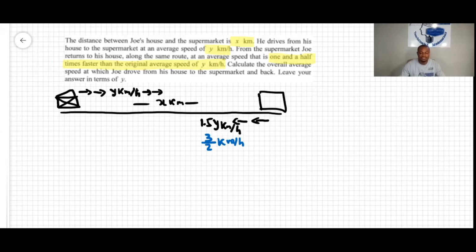Now, the question says then, calculate the overall average speed Joe drove from his house to the supermarket and back. Leave your answer in terms of Y. Okay, the supermarket. All right, now that we drew the diagram to understand the problem clearly, we can state like this. We can say unknown here.